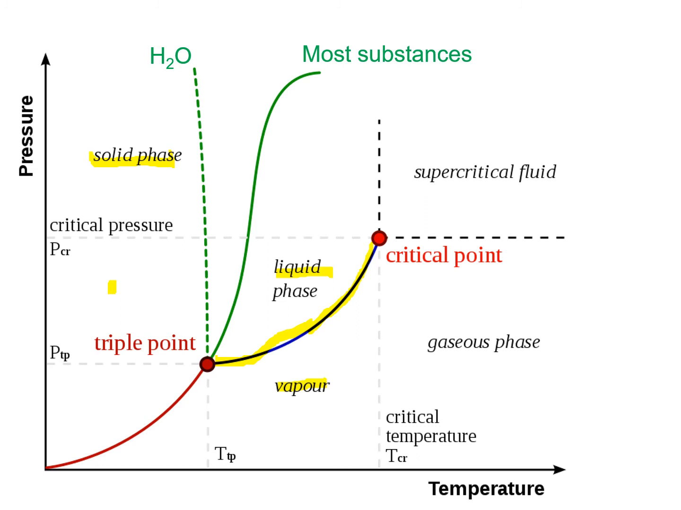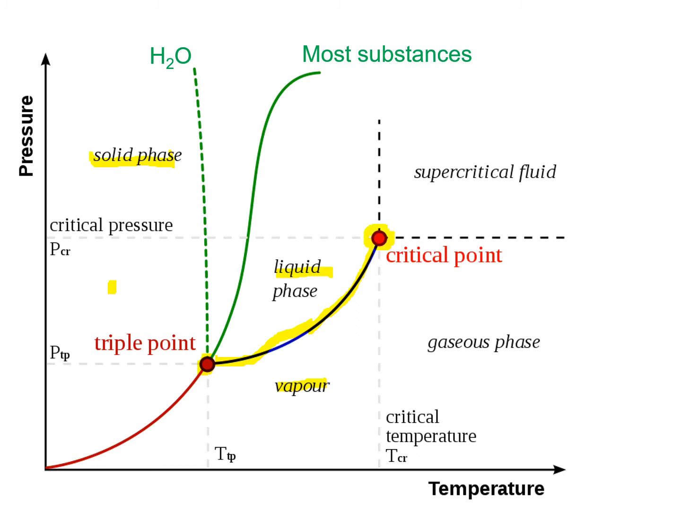There are two points that are particularly important. You have the triple point. And the triple point is the only combination of pressure and temperature for which you can have liquid, vapor, and solid present together at the same time. And then the other important point is the critical point.